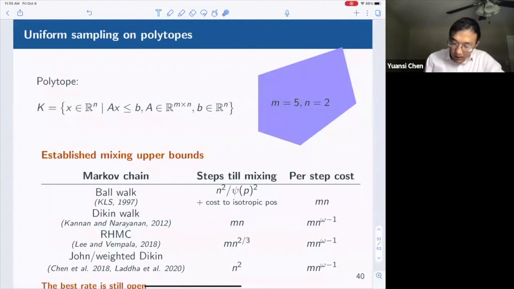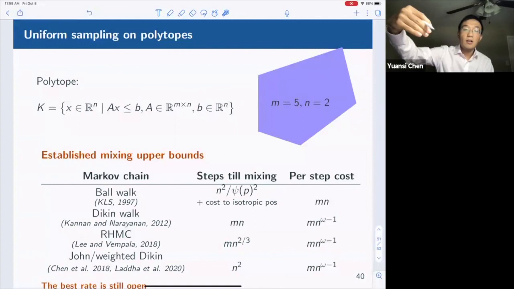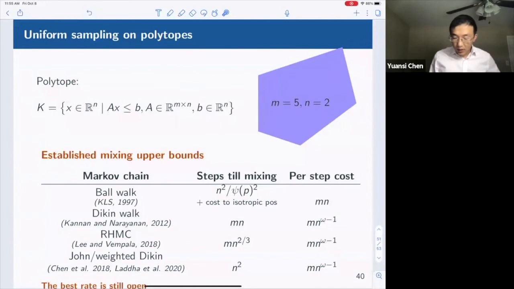But in the literature, there are also people designing very complicated random walks where the proposal at each step is no longer just a ball, but some kind of ellipsoid. And the intuition is you need to adapt to the sharp corners of those polytopes. It's advantageous to design this proposal to be an ellipsoid, because you can go faster in certain directions when the angle is very sharp. So people prove mixing time bounds.